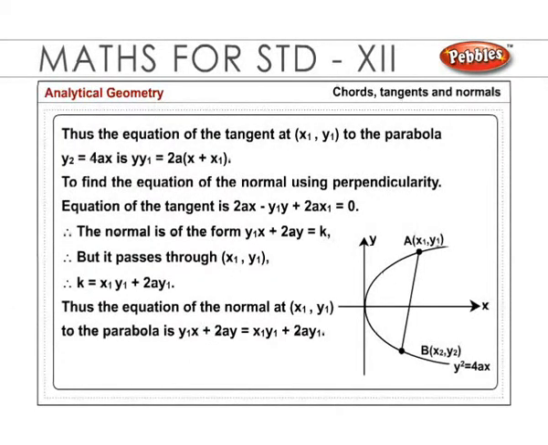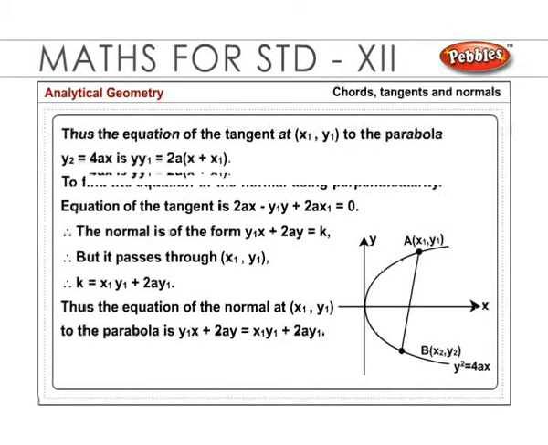Thus, the equation of the tangent at x1, y1 to the parabola y squared is equal to 4ax is y y1 is equal to 2a of x plus x1.